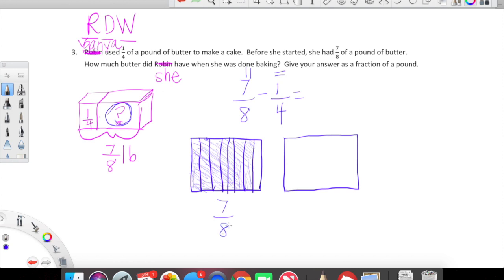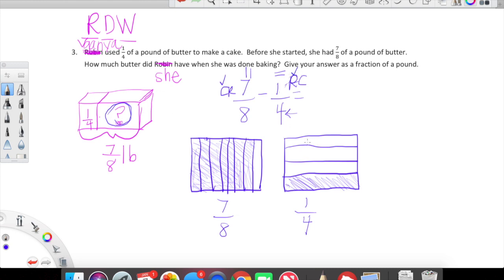Our second model is comprised of rows. I'm going to draw 4 rows because this fraction is 1/4. The denominator is 4, so we have 4 rows. And we're going to shade one of those rows to model 1/4. So I've done my columns for 7/8. I've done my rows for 1/4.